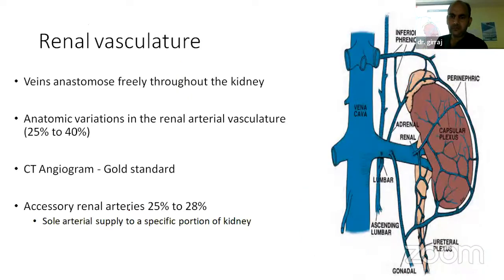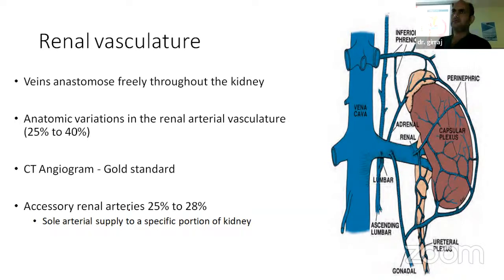Renal vasculature: the veins anastomose freely throughout the kidney. Variation in the renal artery vasculature is 55 to 40%. CT angiogram with reconstruction is the gold standard to see the vasculature of the kidney. Accessory renal artery is 25 to 28%, and it is the sole arterial supply to a specific portion of the kidney.